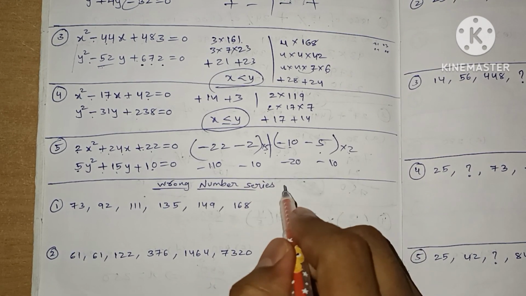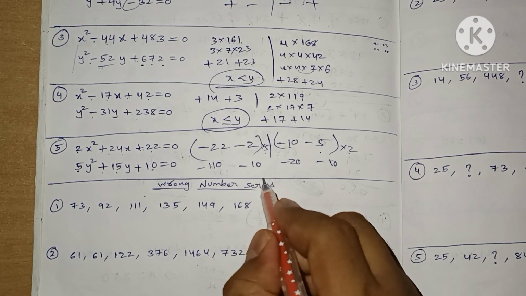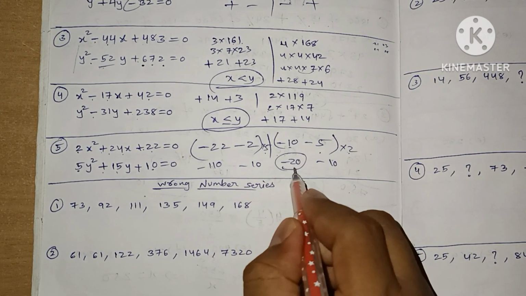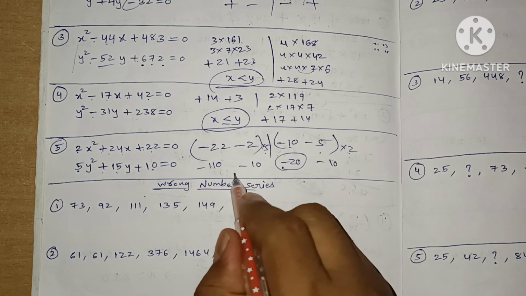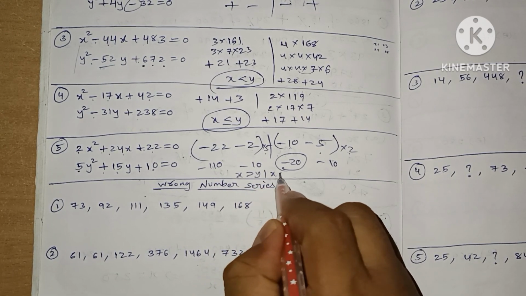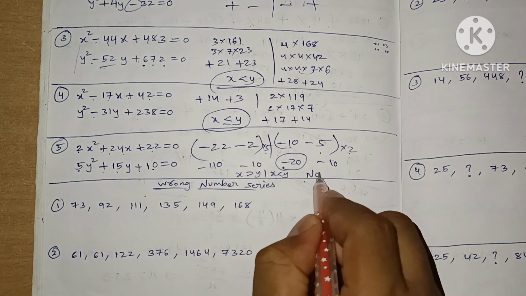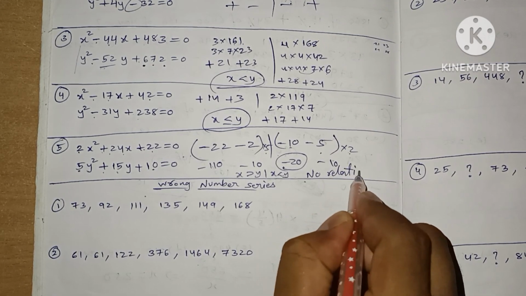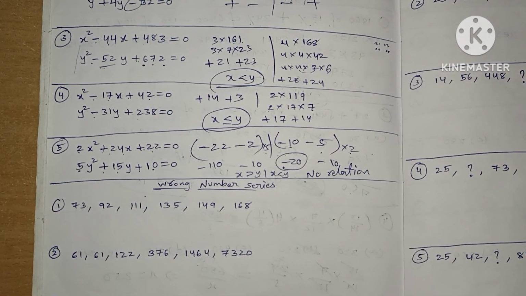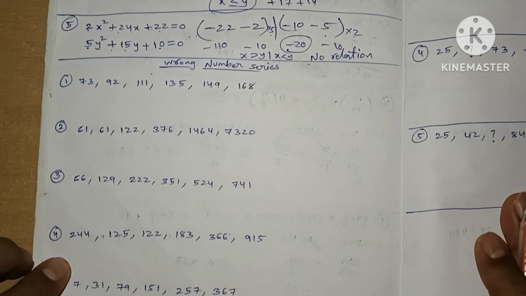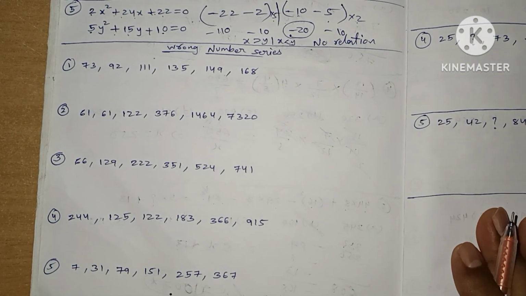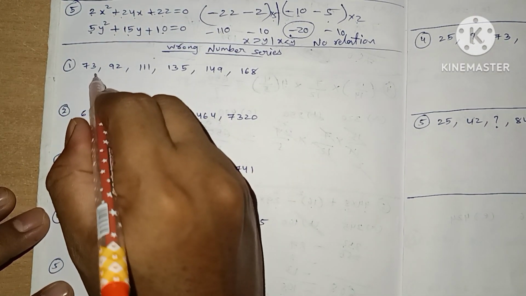Now by comparing these two, it is clear that this 20 is in between these two numbers. So x is greater than y and x less than y comes here. So there is no relation that can be established between these two equations. Now we are going to see wrong number series. Here first we are going to see the differences.